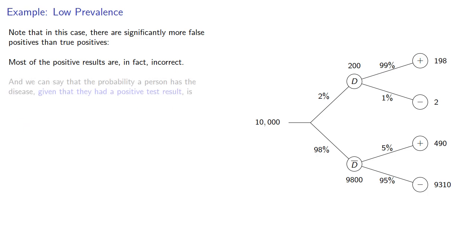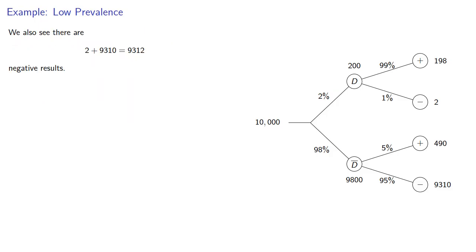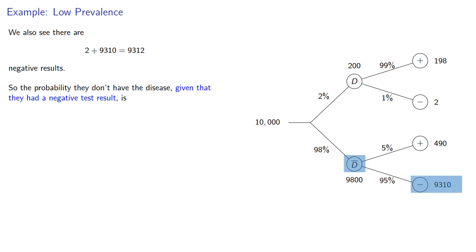And we can say that the probability that a person has the disease, given that they had a positive test result, that's just this 198 out of the 688, or about 29%. We also see that there's 9,312 negative results, so the probability that they don't have the disease, given that they had a negative test result, that's these 9,310 people who don't have the disease out of a total of 9,312 who tested negative, or pretty close to certainty.